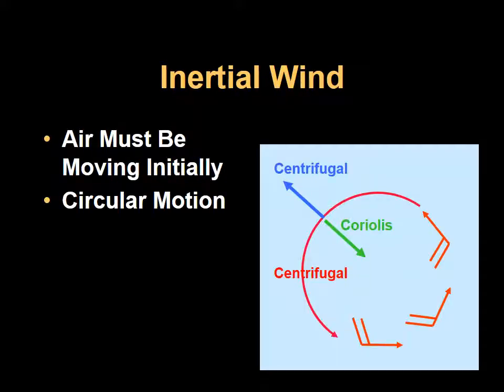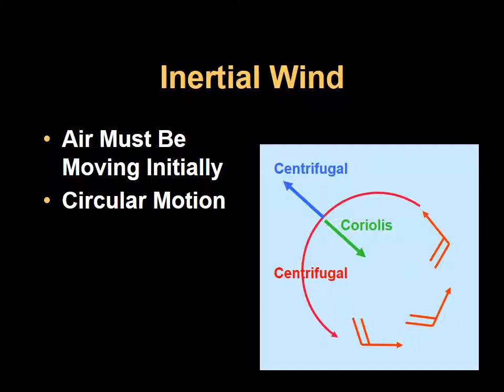So for there to be an inertial wind, the wind has to be moving initially, because what makes wind go really is the pressure gradient. The wind starts moving as a result of a pressure imbalance, and then all these other forces start acting on it. So let's say that the wind was moving and it moved into a region where the pressure gradient was really weak. And so the wind just keeps moving because of momentum. And as it moves to a different latitude, the Coriolis changes and the centrifugal force changes as a result of the strength of the wind.